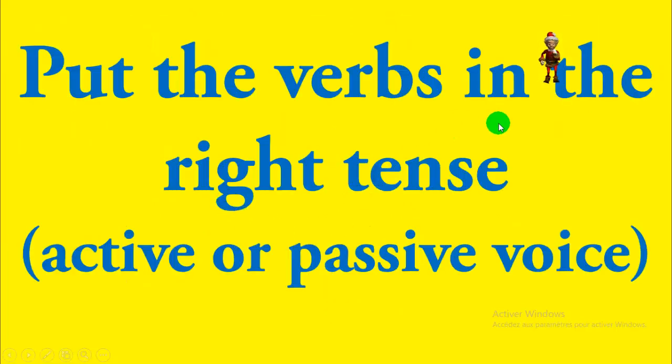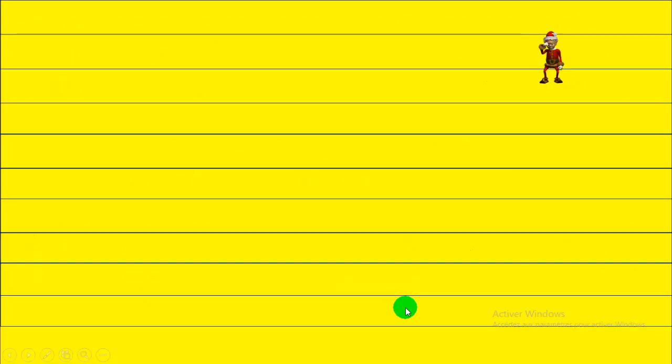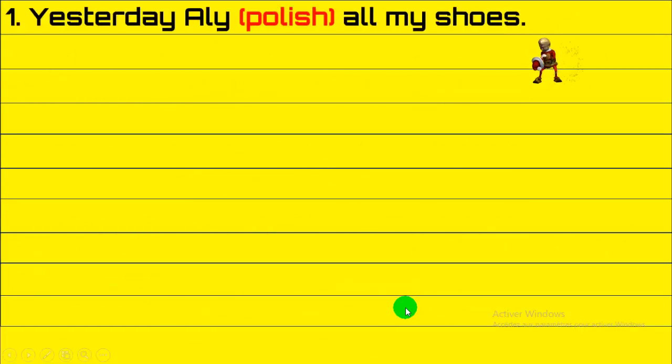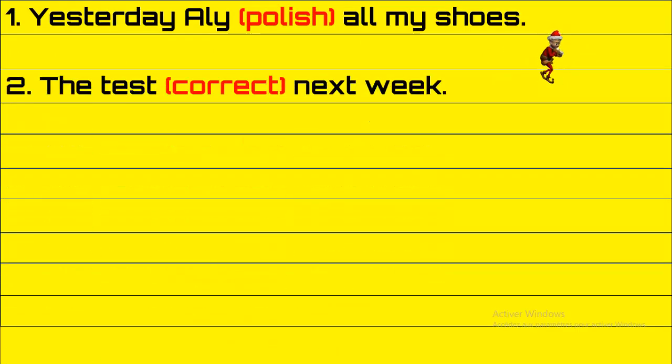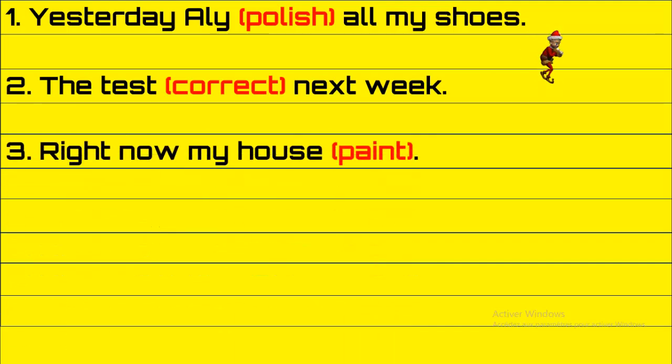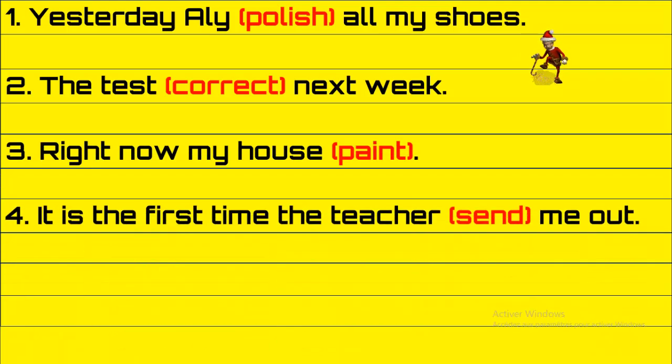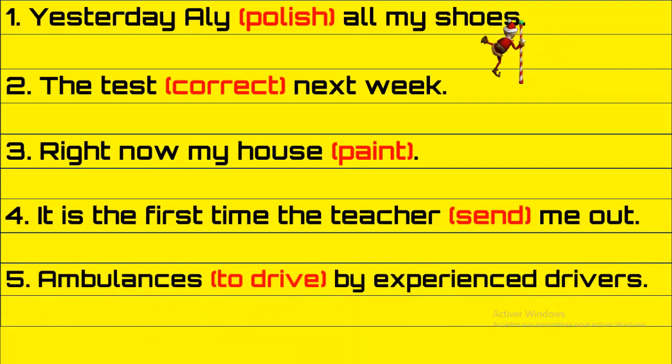Now, put the verbs in the right tense, active or passive voice. Exercise. Number one, yesterday, Ali to polish all my shoes. Number two, the test correct next week. Number three, right now, my house to paint. Number four, it is the first time the teacher to send me out. And number five, ambulances to drive by experienced drivers.